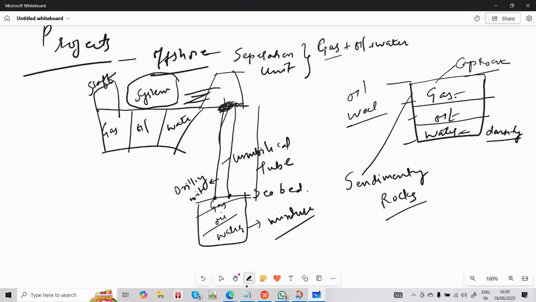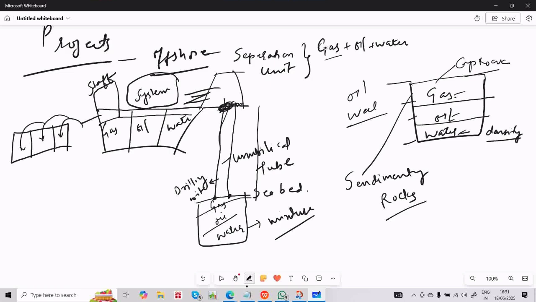Now behind this FPSO, there is one more tanker standing, that is called the offloading tanker. Now what happens? This is a continuous process, and this thing is separating out gas and oil continuously. So at a certain point it has a limit to fill the FPSO. So you have an empty ship standing behind the FPSO and loading the gas and oil into these empty containers.